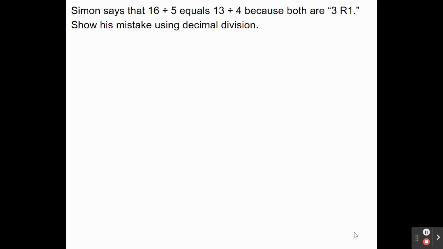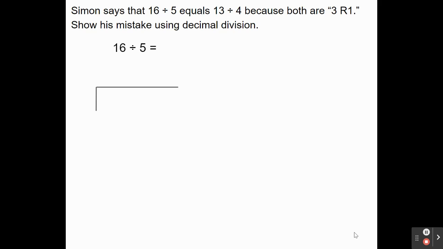Now let's try decimal division. Simon says that 16 divided by 5 equals 13 divided by 4 because both answers are 3 remainder 1. Show his mistake using decimal division. Let's start with dividing 16 divided by 5.